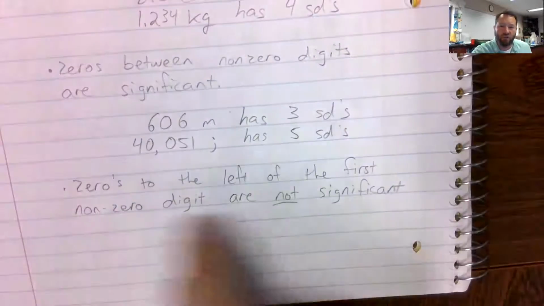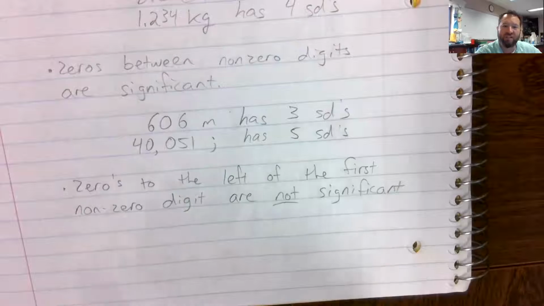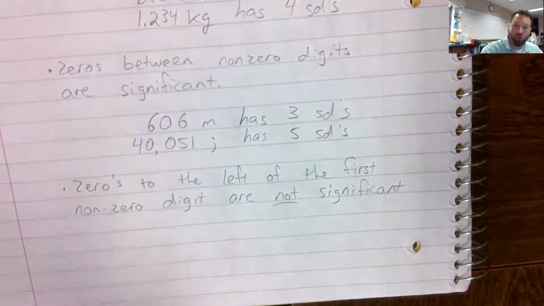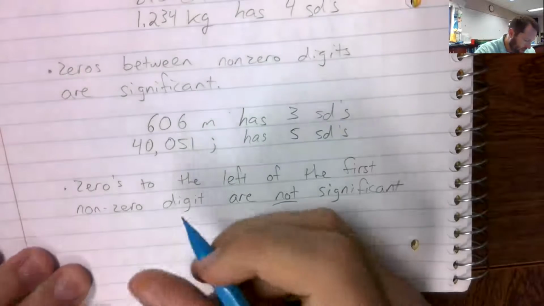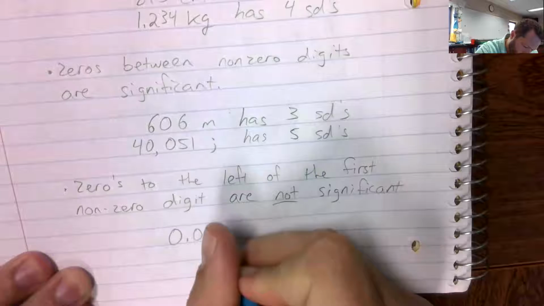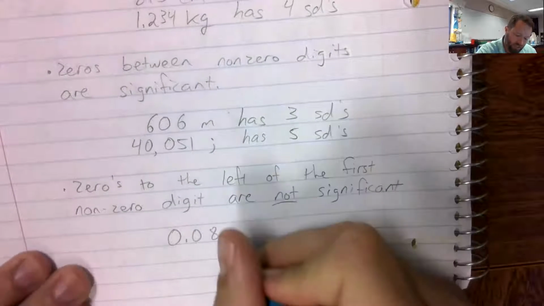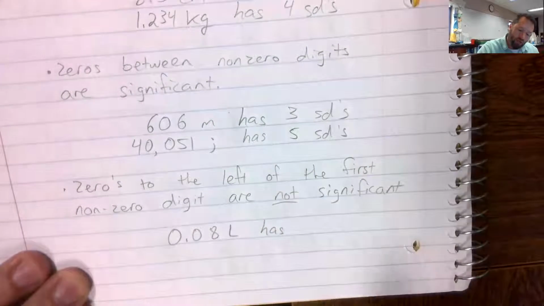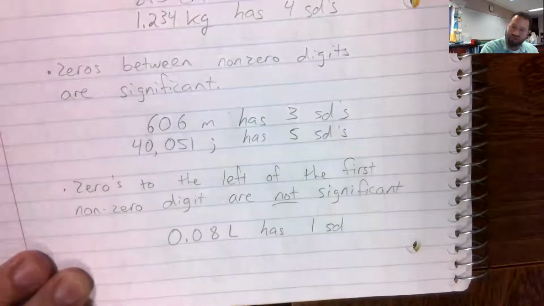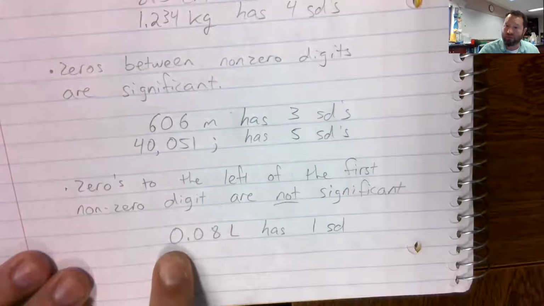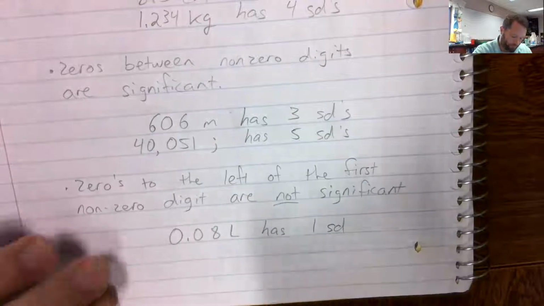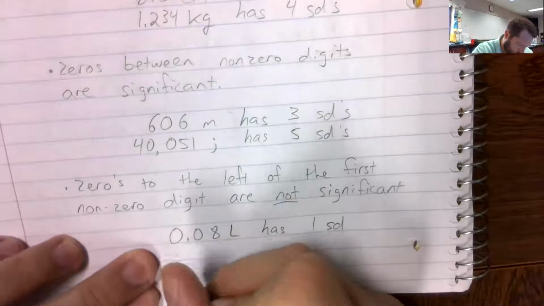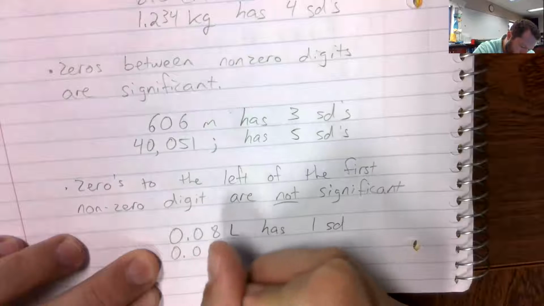Right place here. So zeros to the left of the first non-zero digit are not significant. So when you're looking at your number, always find your number first. Anything to the left of that first number is not considered significant. So 0.08 liters has just one significant digit, just the 8. These zeros here are what we call leading zeros. They're on the left of the first number. They lead the number, not significant. And it doesn't really matter how many there are.